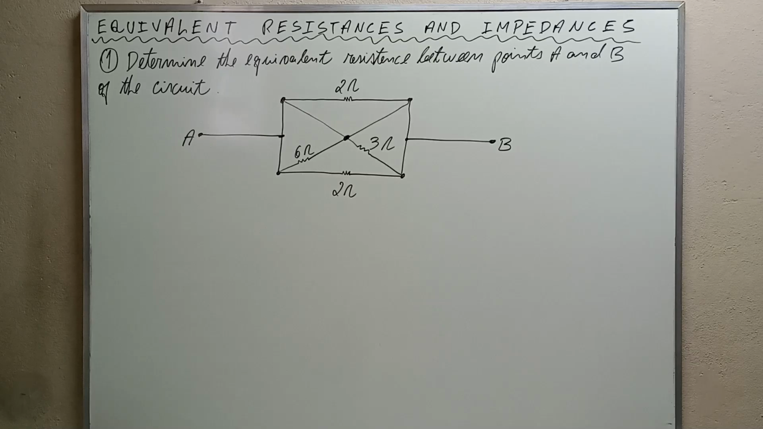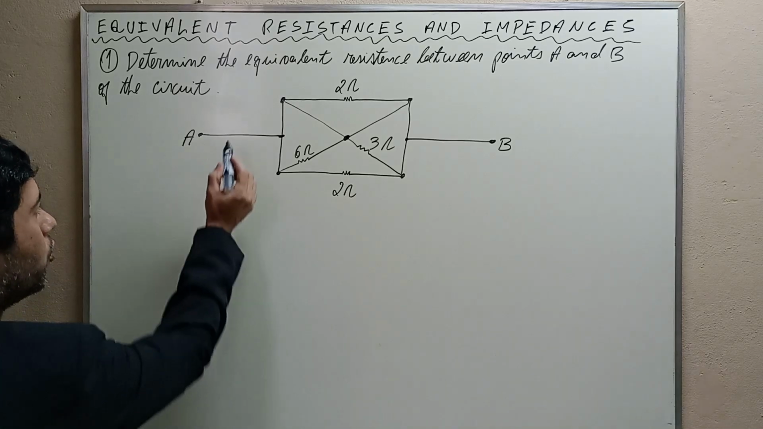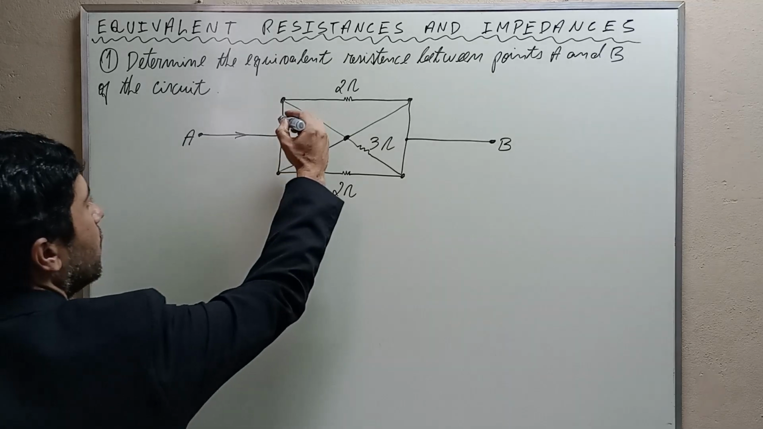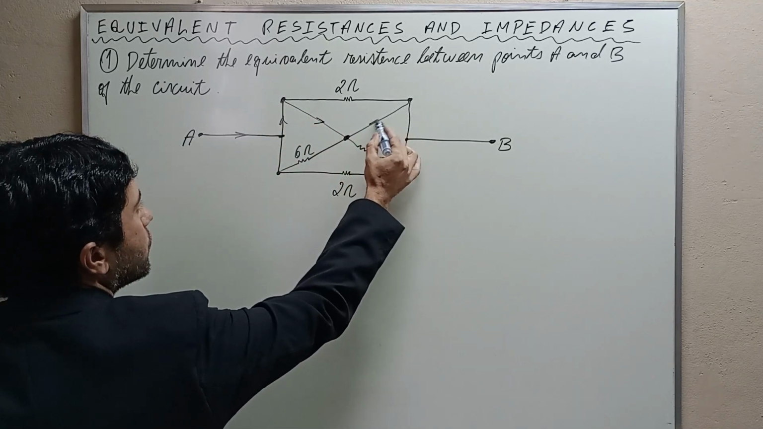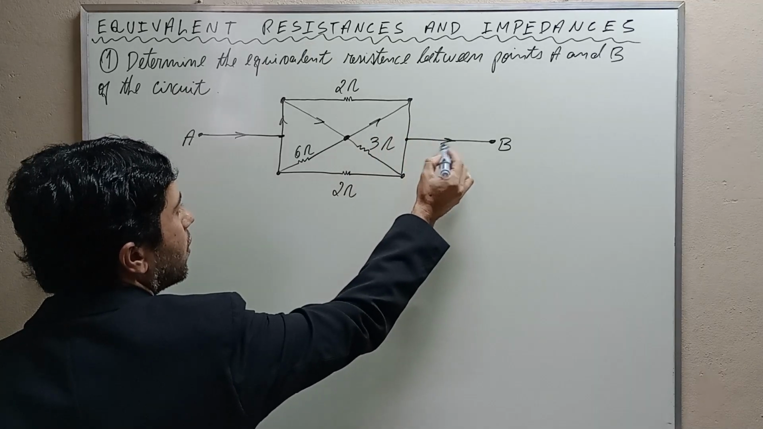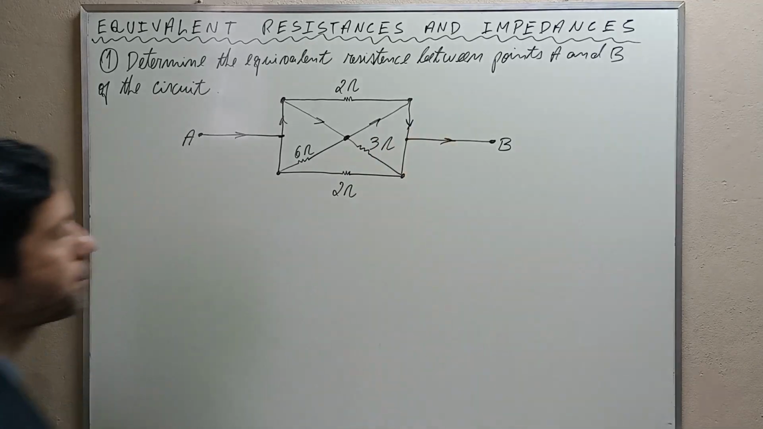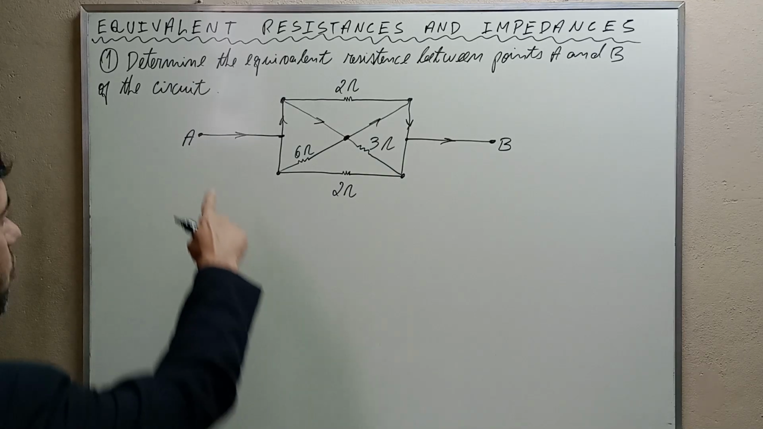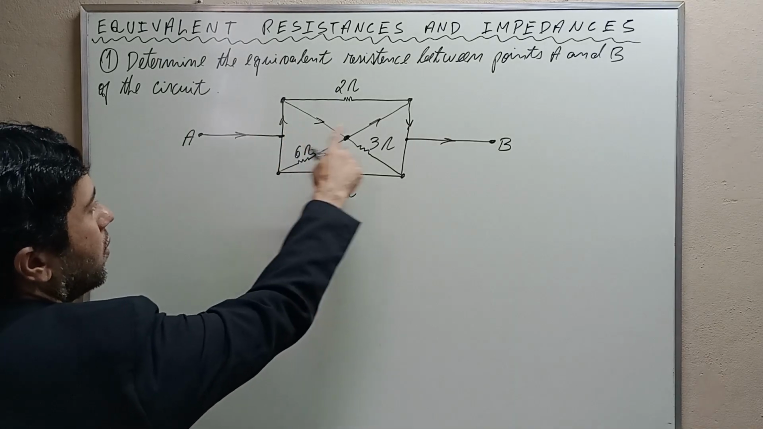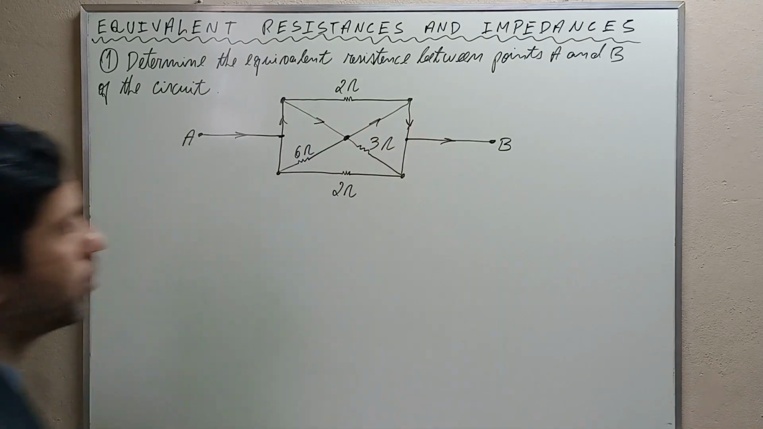If you follow the path of current, you will see the short circuit. Let's follow the path of current. Current from A to B will pass here, here, here, here, and here, and here. Observe that there is no resistance. There is no resistance here, here, here, here, here, or here, okay?